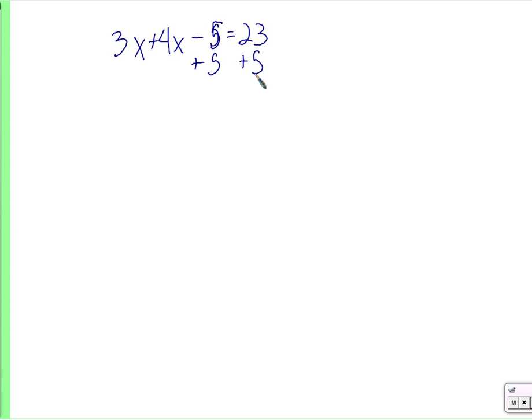Crazy as it sounds, you can do anything. But plus 5 is a good idea. Negative 5 plus 5 is 0. 28. And then you can go by 3x. Well, you can just add 3x. 3x plus 4x is 7x. So the answer is x. Divide by 7. Okay, divide by 7. X equals 4.